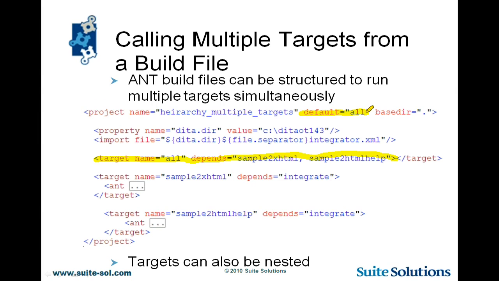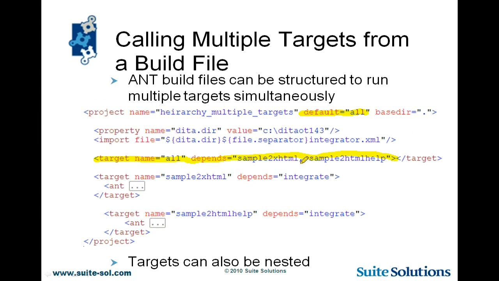A target in Ant is kind of like a function. It's a unit of code that runs. And the dependency is two different targets, sample XHTML and sample to HTML help. So here, in a pretty straightforward way, I can run two documents at the same time.